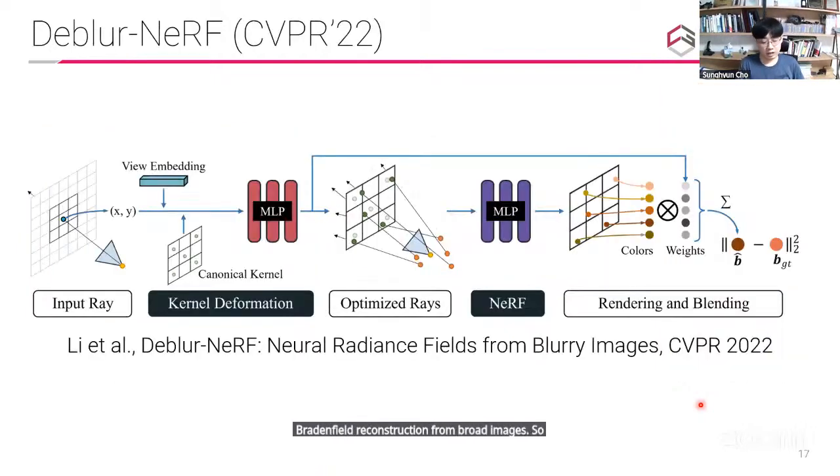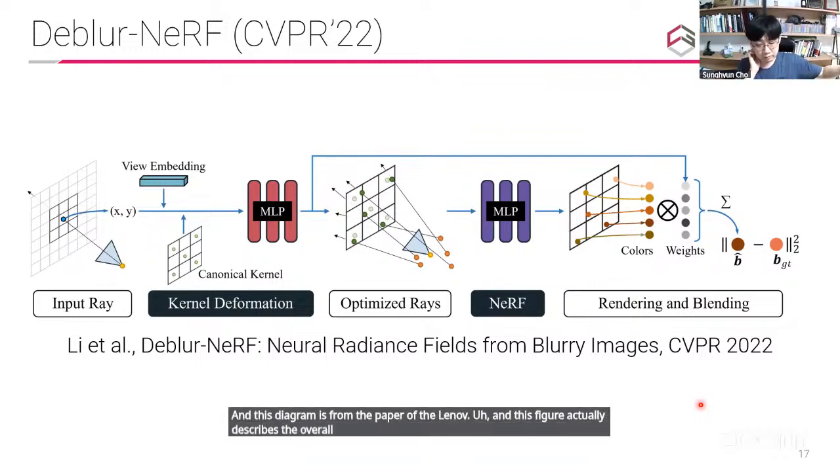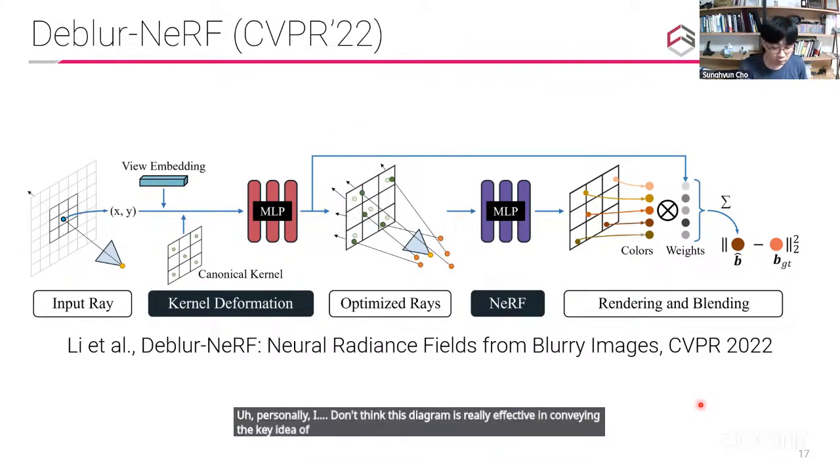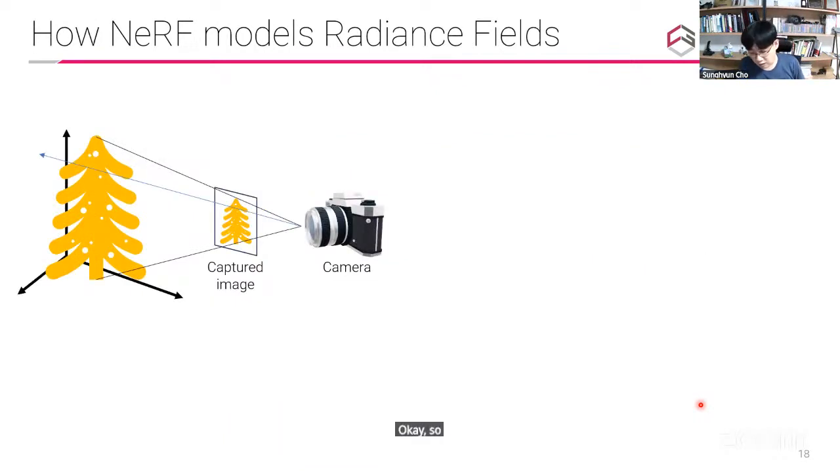To solve this problem, Deblur-NeRF was first proposed at CVPR 2022. And this diagram is from the paper of Deblur-NeRF. This figure describes the overall pipeline of Deblur-NeRF, but personally, I don't think this diagram is really effective in conveying the key idea of Deblur-NeRF, so I prepared some other figures. Okay, so let me explain the key idea of Deblur-NeRF this way.